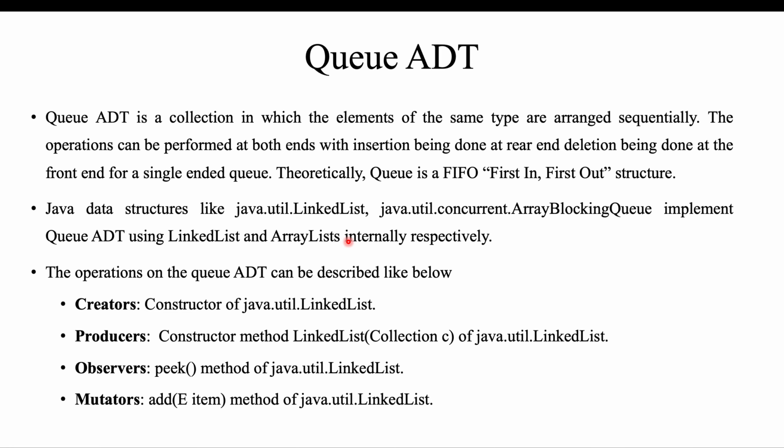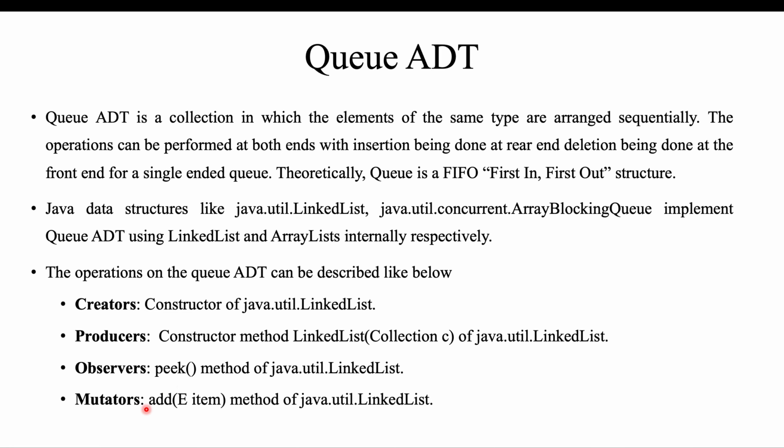And generally a linked list, or an array blocking queue, implement the queue ADT using linked list and array lists internally respectively. So different types of operations are there. As already mentioned, queue basically is implemented by the linked list. So we have creators where we use java.util.LinkedList constructors. We have producers, then we have observers, there is a peek method.